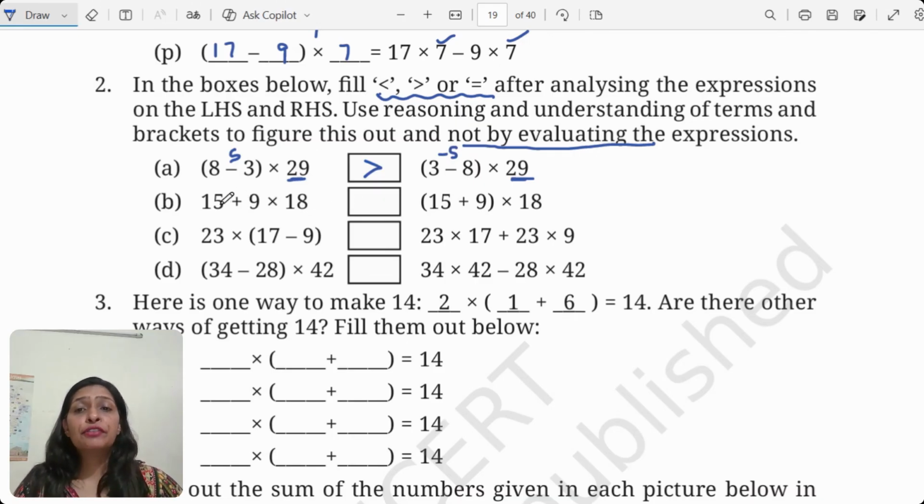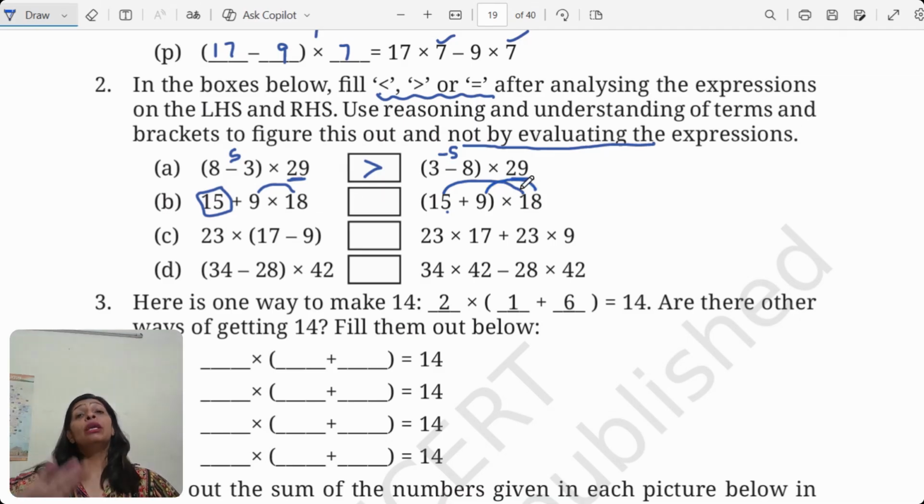In the B part, it is 15 plus 9 multiplied by 18. And here it is 15 plus 9 multiplied by 18. So again, if you observe carefully, here 9 is only multiplied by 18, and 15 is just like that. Whatever answer I get after 9 multiplied by 18, I'm simply going to add 15 to it. Whereas, if you see the RHS here, it is 15 plus 9, all multiplied by 18. In other words, 15 will be multiplied by 18 and 9 will also be multiplied by 18, which will be a much bigger number as compared to this one. Okay, so here the RHS is bigger.